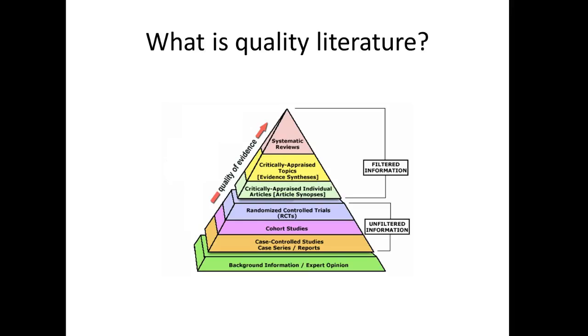Quality literature. You want to find literature that's going to give you the best results possible, the highest quality, the most valid research out there. This slide kind of goes through what's the highest quality. So you can see here, just getting expert opinions, not very high quality, whereas randomized controlled trials are pretty high quality. Systematic reviews give you pretty high quality because it's summarizing basically all the literature that's available.